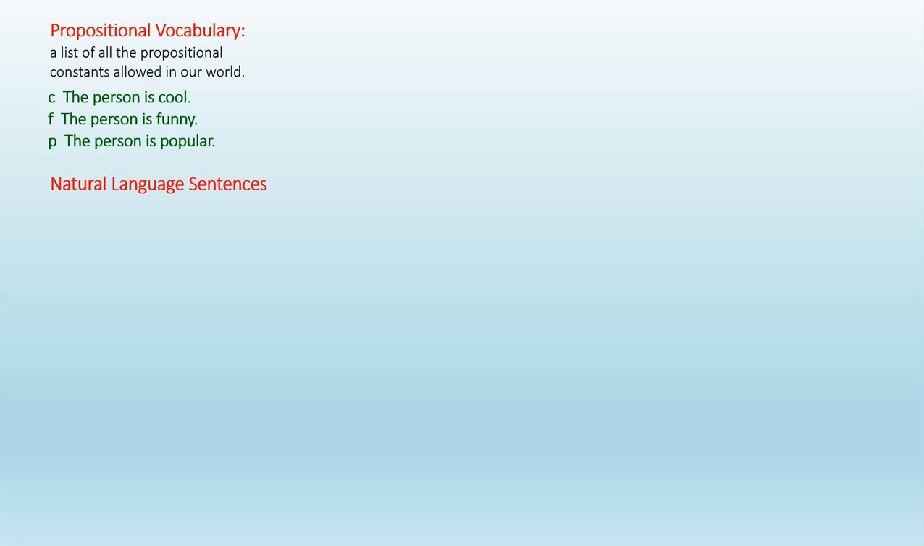So I'm going to again define a proposition vocabulary. C represents the person is cool, F represents the person is funny, and P represents the person is popular. So I'm going to write a natural sentence here and a logic sentence here. If a person is cool or funny, then she is popular. And then that should be translated like this.